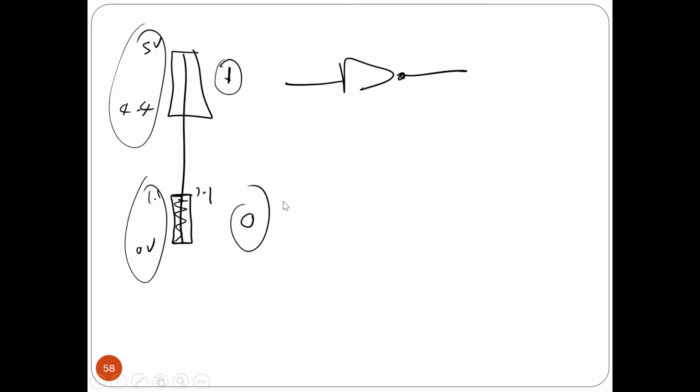Some gates are doing the opposite. So here, the high voltage, I'm going to take as zero. The small voltage, I'm going to take as one.